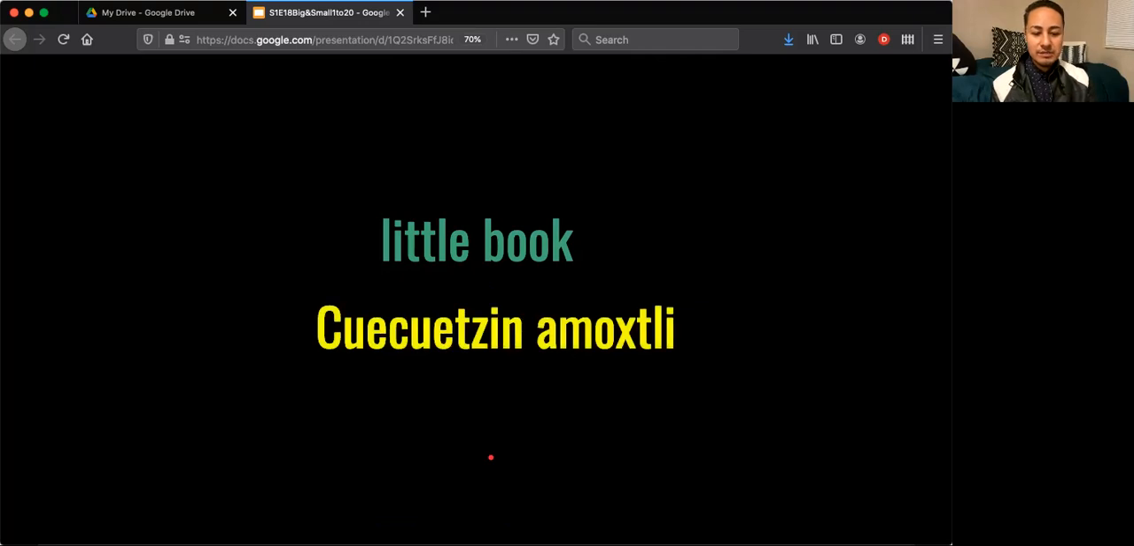Moilia il amoshin. That's one way, pila moshtzin. And then there's another way: kwekwetzin amoshli. So you have kwekwetzin amoshli, or you have pila moshtzin. How do you say big book? Hueyi amoshli.